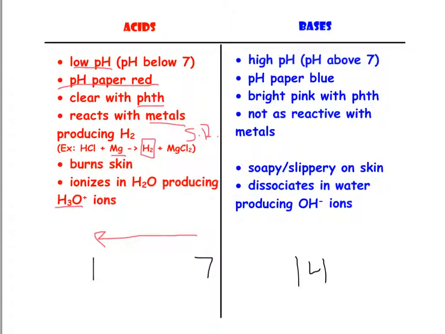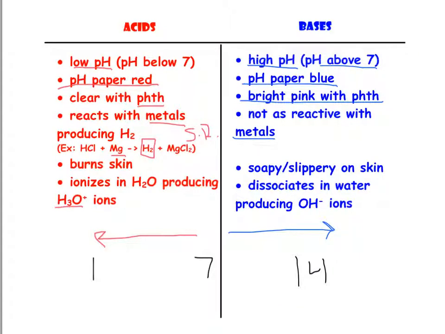Bases, on the other hand, have a high pH. That is, they have a pH that is above 7. So they will be somewhere on this side of the pH scale. They will turn pH paper blue. When base is present in phenolphthalein, it produces a bright pink color, and they are not very reactive with metals. Some of them are with certain metals, but for the most part they're not as reactive with metals as acids are.